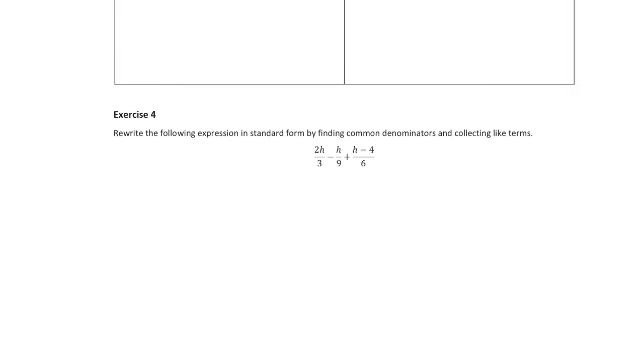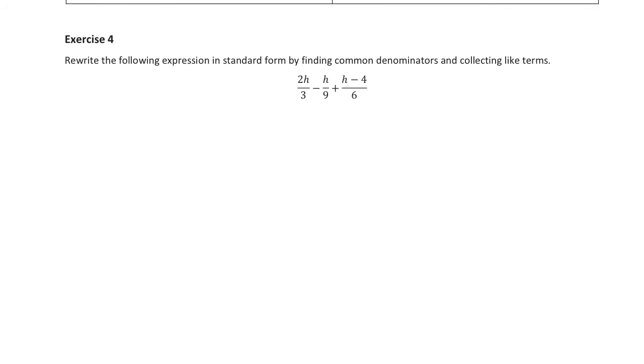Okay, on exercise 4 at the bottom. Okay, when you see something that looks like this, you are going to have to look for that common denominator. And so you have to think to yourself, 3, 9, and 6, what's something they will all go into? And that would be 18.